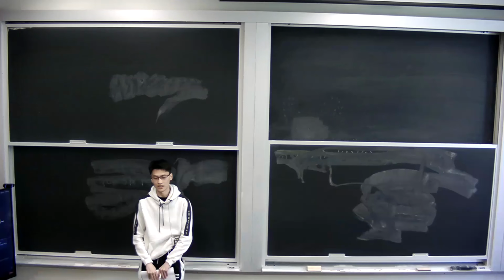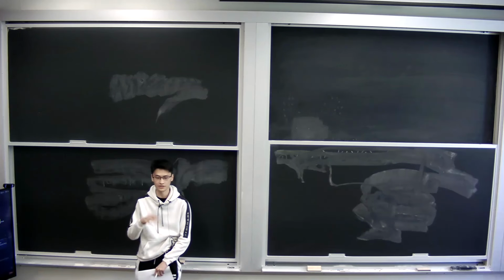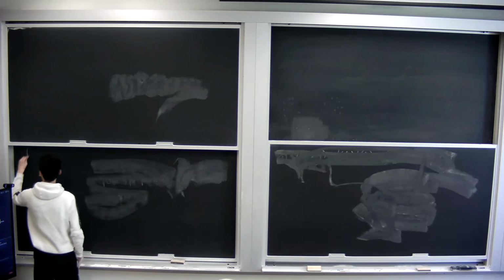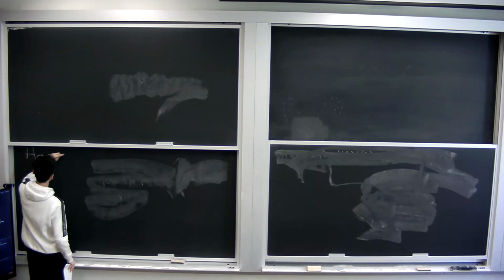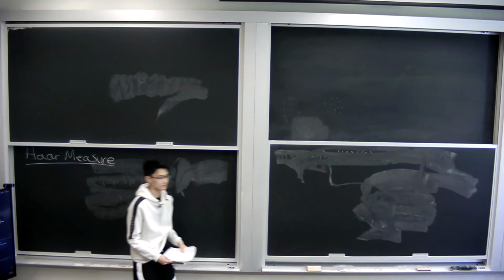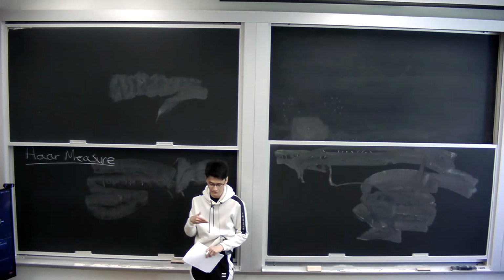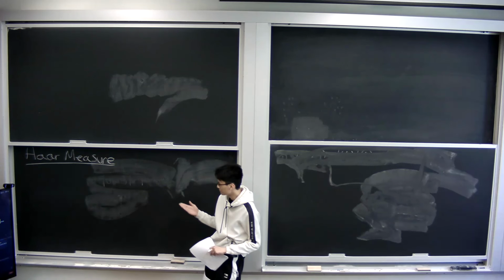So my topic is just going to be something I found interesting about abstract harmonic analysis, which is the Haar measure. It's basically an elementary overview of the Haar measure. As I said, this was originally intended for undergraduates.